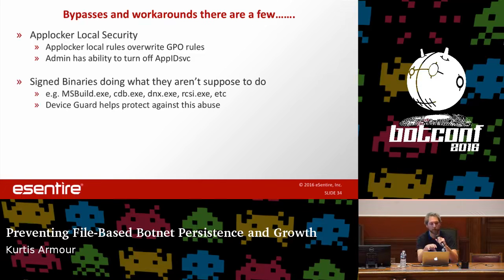And speaking to the research that I was talking about before with AppLocker bypasses, Matt Graeber has done a lot of research on MSBuild, CDB.exe, DNX.exe. You can pass these legitimate, signed and trusted Microsoft binaries code, and they will execute it for you. So a way of getting around this is Device Guard. Device Guard is pretty much a beefier version of AppLocker and is newer, and it has more protections around making sure that signed code can't be doing things that it's not supposed to be doing.